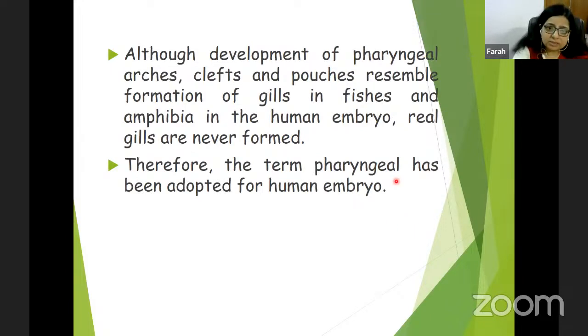So there's one thing: in fishes, gills are always present. Likewise, also in amphibians, frogs and all. But real gills are never formed in the human embryo. That is why the term pharyngeal has been adopted for the human embryo.